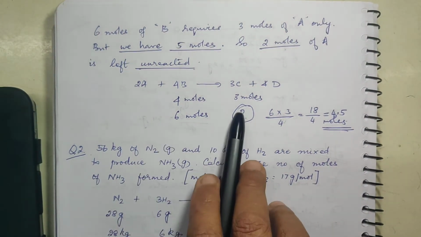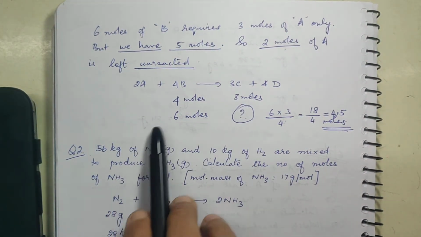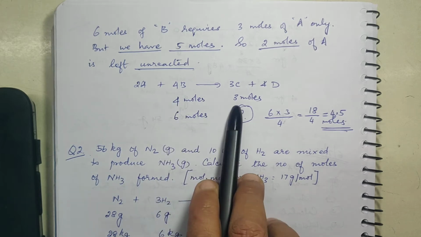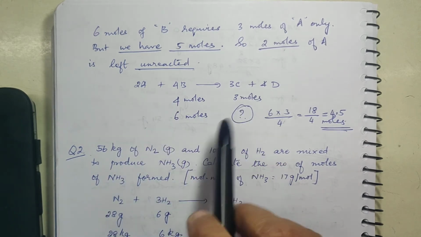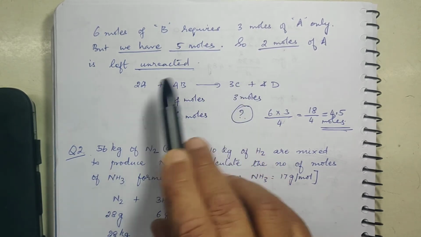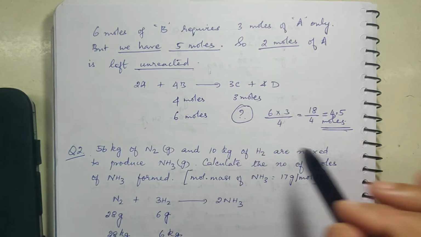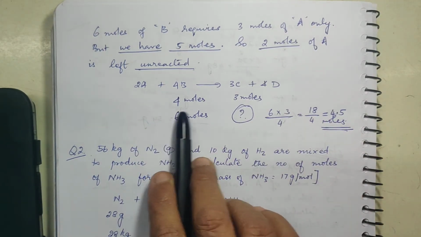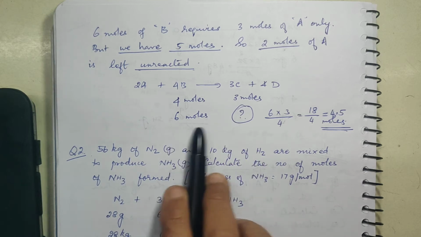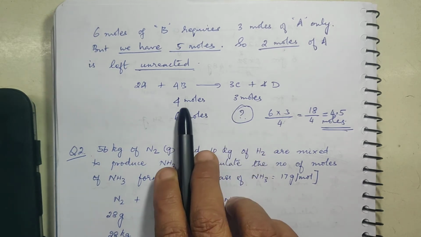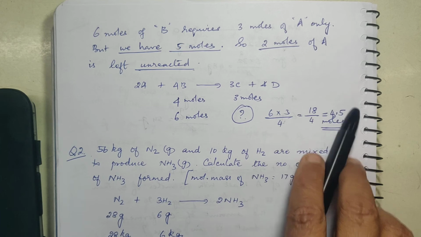Right. Now let's come to how much of C it will give you. Now 4 moles of B is giving you 3 moles of C. Take the equation and take any two, either B and C, or A and C, anything you can take. You will get the same answer. So 4 moles is giving you 3 moles. So 6 moles will give you how much? 6 into 3 upon 4. So that will give you 4.5 moles.